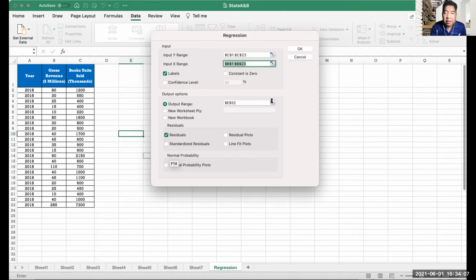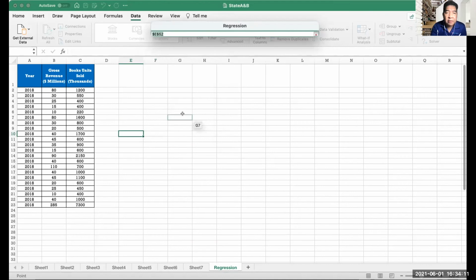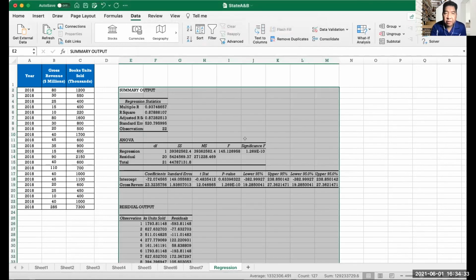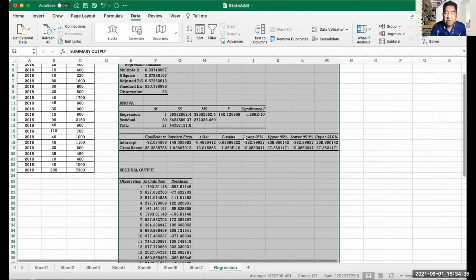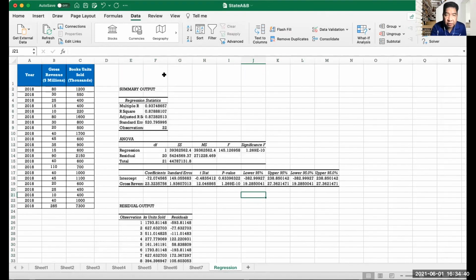So the output range, simply choose where you want to put the result for your regression analysis. So if I click this, I want to start my regression output here, so it's side by side with my table, and click enter. I also click residual so I can see it. I think we would need it later in one of the questions. And hit OK.